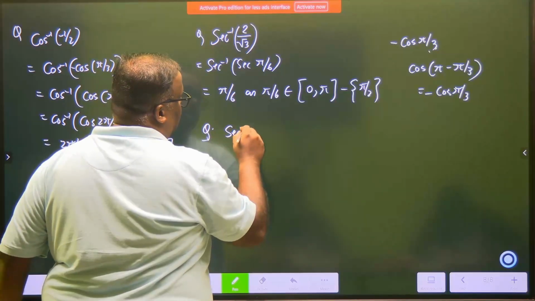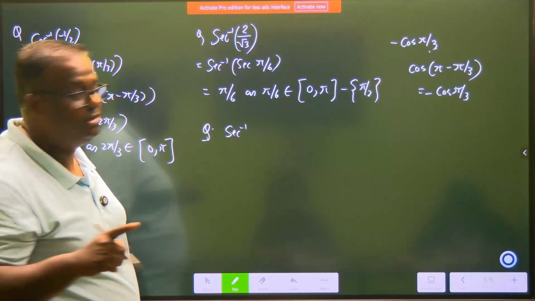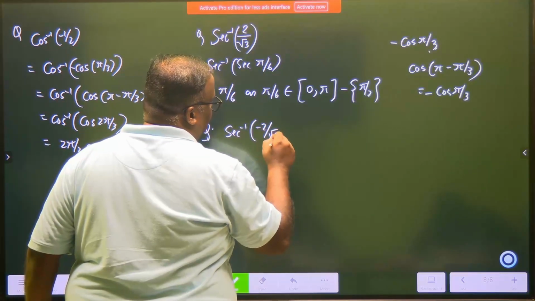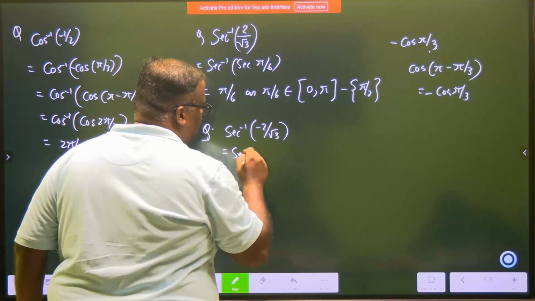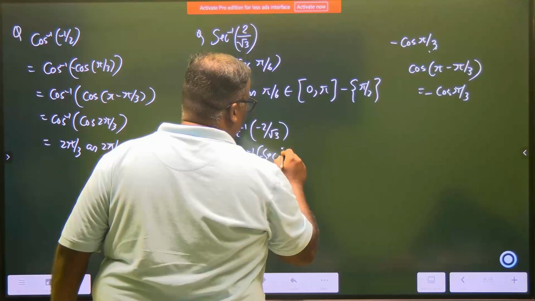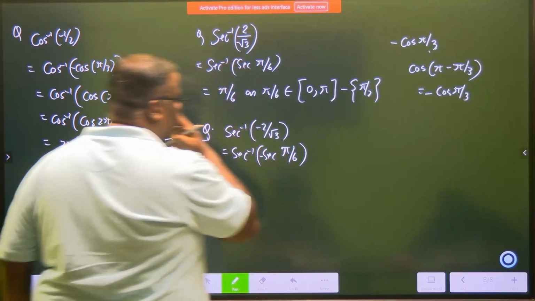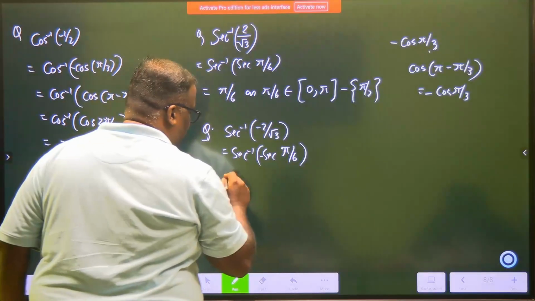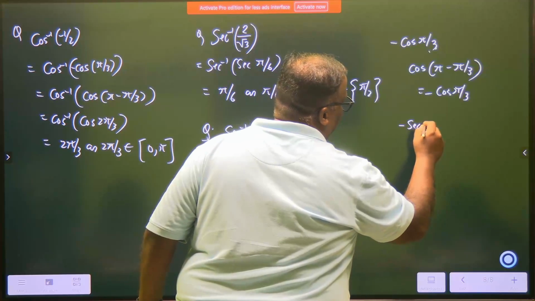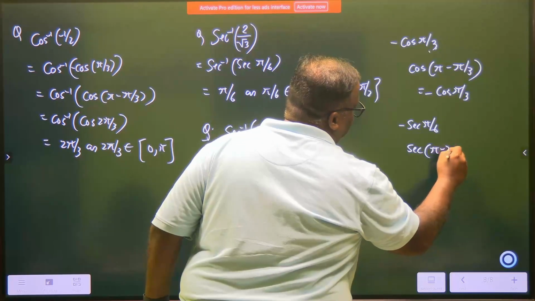Acha, sec is the wife of cos. This one is also a naughty child. Right? Remember that. Sec inverse negative 2 upon root 3. So we will write this as sec inverse of sec minus pi by 6. Agreed? So we can write it as sec inverse, now see, minus sec pi by 6, and you write sec of pi minus pi by 6.